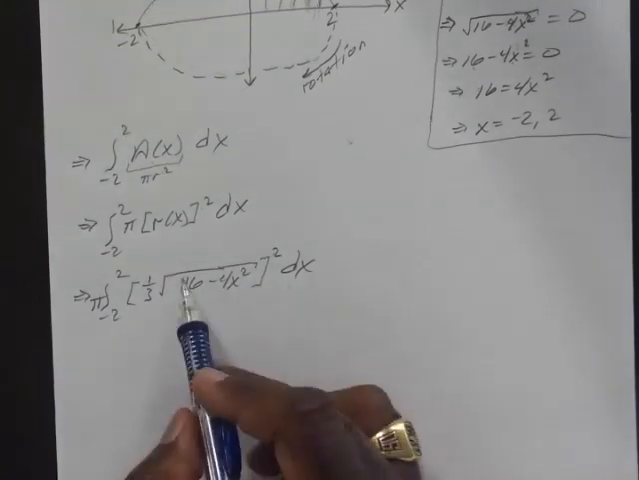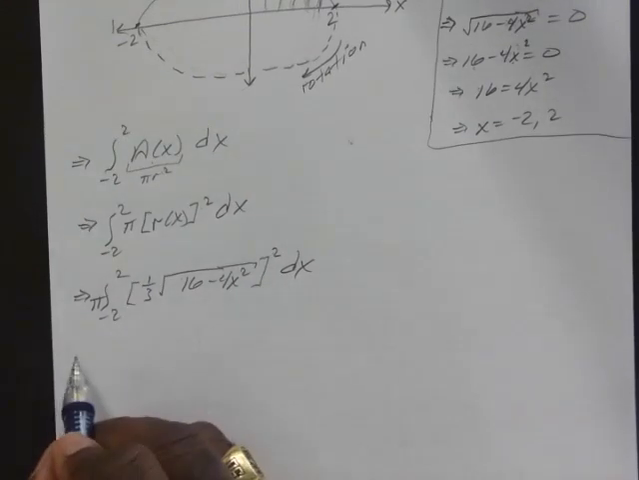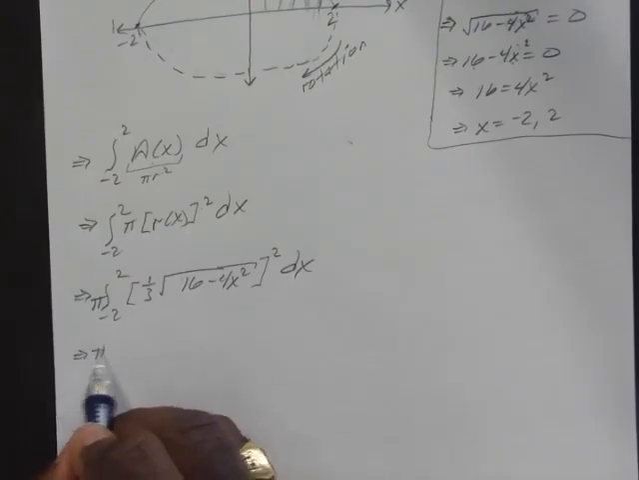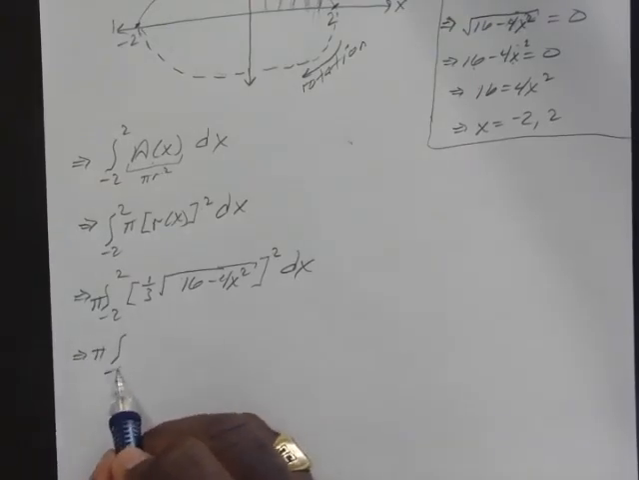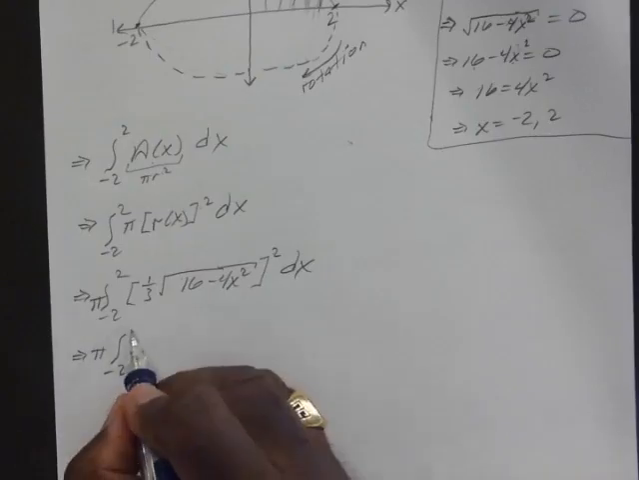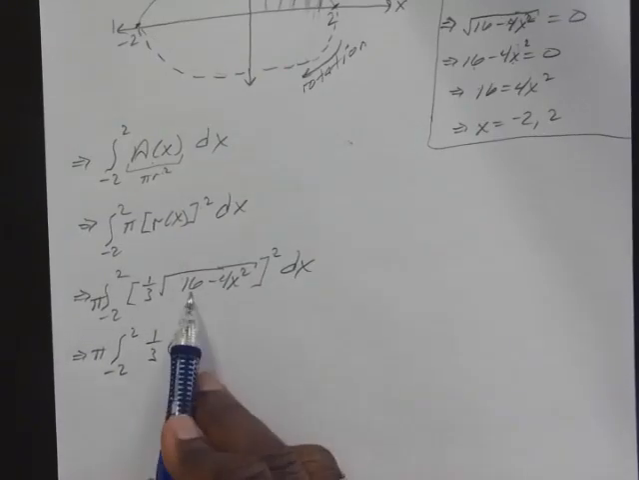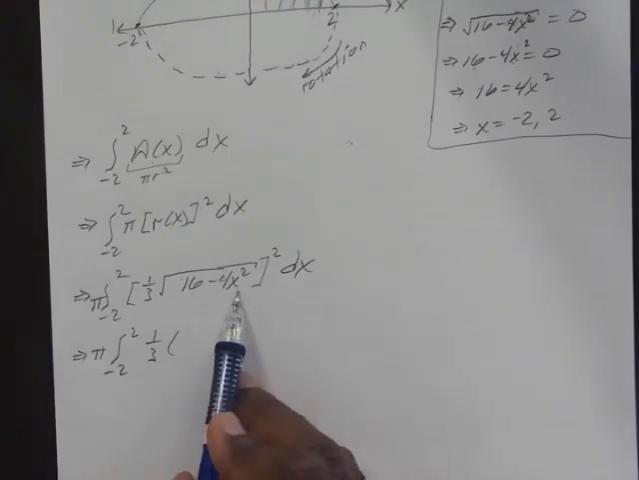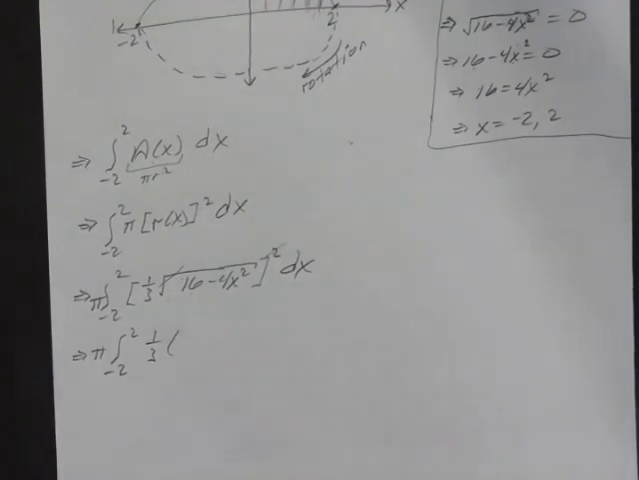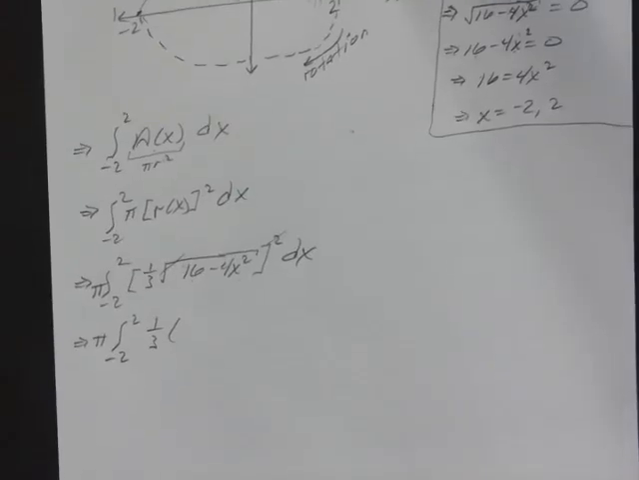And again, the square and the square root cancel each other out. So that's just pi times the integral from -2 to 2 of 1/3 times 16 minus 4x squared, because the square and the square root canceled out.